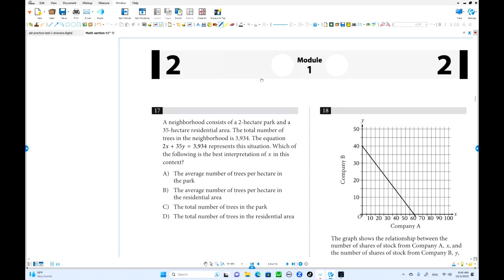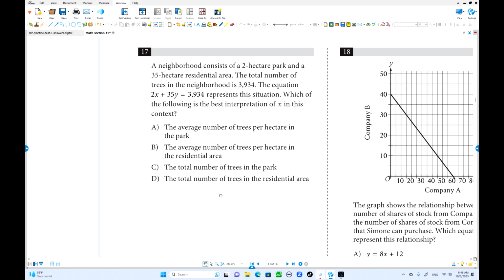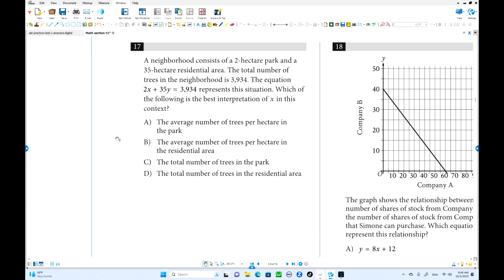Here is number 17. A neighborhood of 2 hectares, this is 2 hectares, and the other one is 35 hectares, the residential area, right? So the total number of trees is 34. This is the number of trees. The equation is given here: 2x plus 35 equals this. But in this case, what is this one?